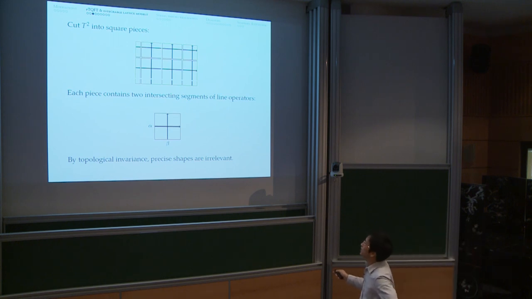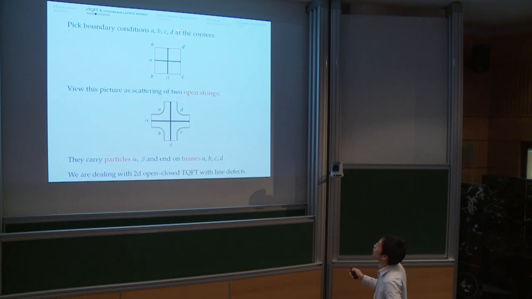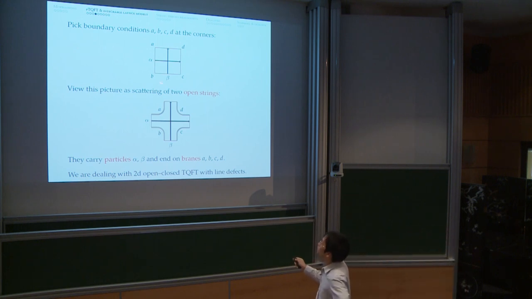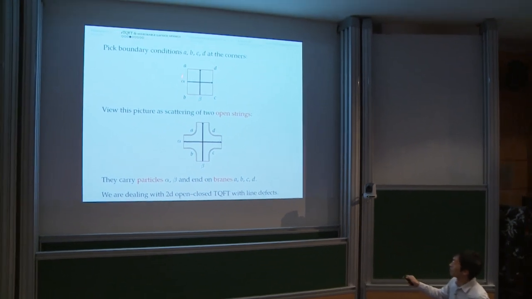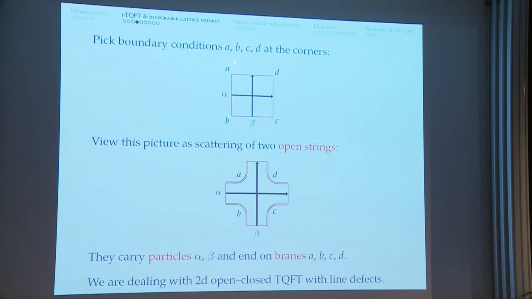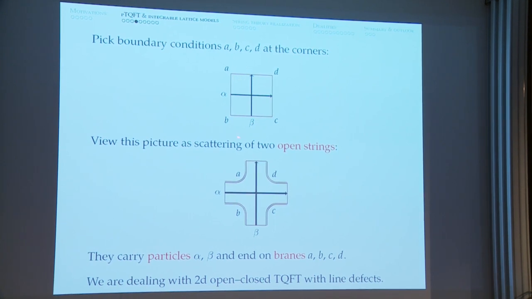So now the idea is to compute the path integral on each piece and then glue the results together. Okay, so now, in order to compute the path integral on this piece, first of all, we have 4 corners, and we have to specify boundary conditions on the corners, which I label A, B, C, and D.